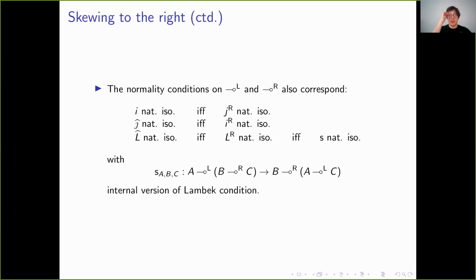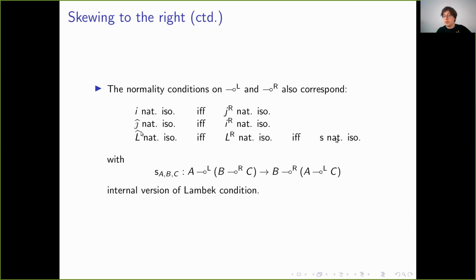And again, there is some correspondence between the normality conditions. Now, for the left lolly, if the I of the left lolly is invertible, then this is equivalent to asking for J_R of the right lolly to be invertible. And if J hat is invertible, then this is equivalent to I_R being invertible. And then you also have a condition for the L. So L hat is invertible if L_R now is invertible.